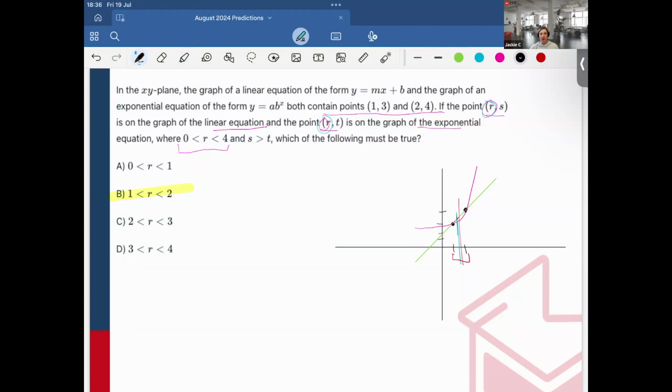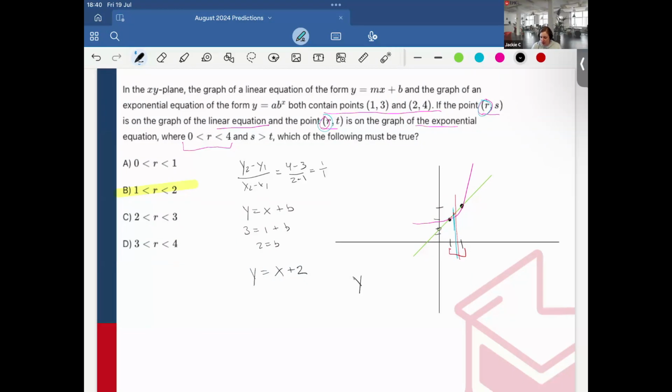Okay, if you want to be more precise with this, you can deduce the equations. I can easily find the equation of the line using the slope formula: 4 minus 3 over 2 minus 1, so the slope is just 1. Then to find the y-intercept, I have x plus b, so let's put in 3 equals 1 plus b, so I get 2 equals b. So the equation of the line is y equals x plus 2, with a y-intercept of 2, which actually looks nice on my graph.